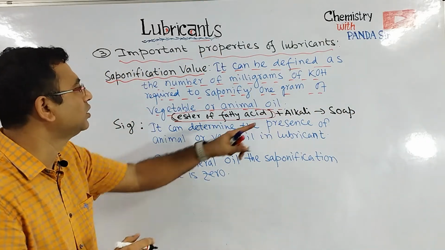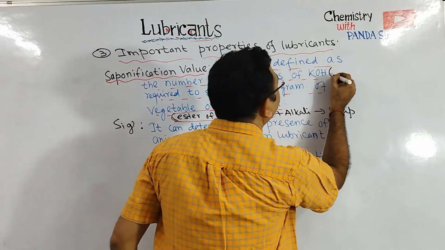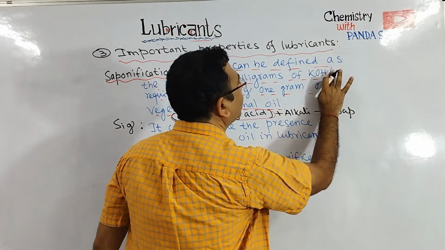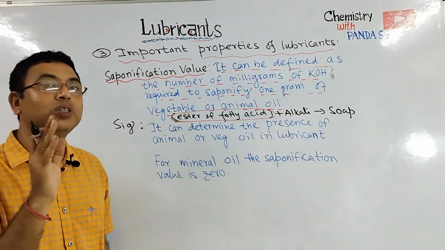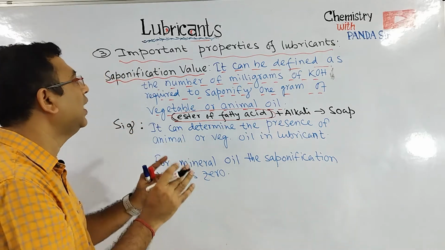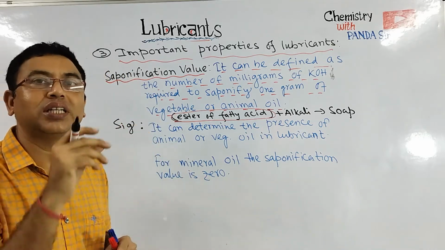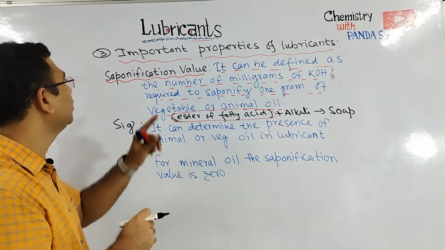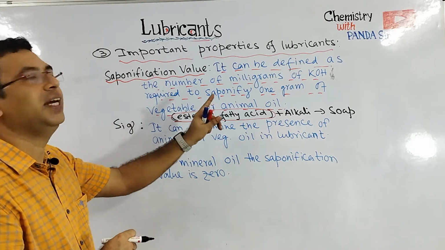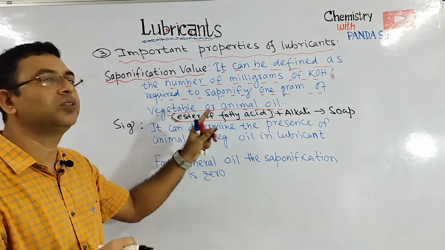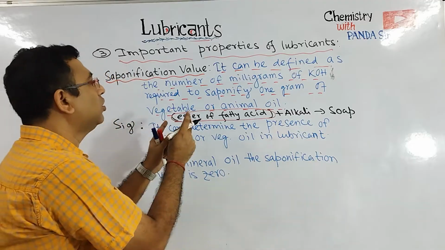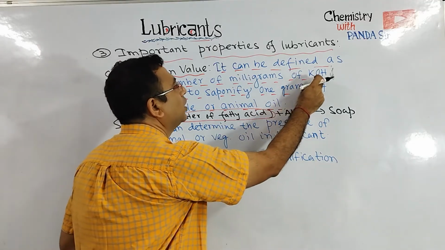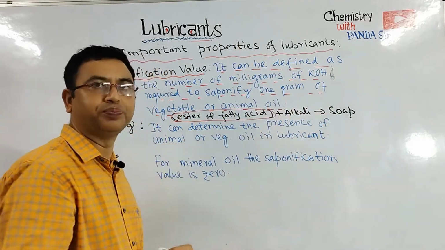Here also you can see the KOH is basically an alkali. I am not writing it here because I don't want to disturb the definition, but understand the reason behind the word saponification. Because the vegetable oil and the animal oil contain the esters of fatty acid. These esters of fatty acid react with the KOH and give you the soap.